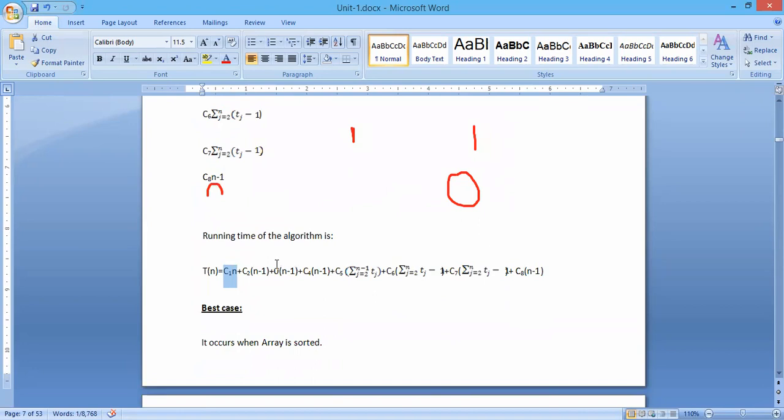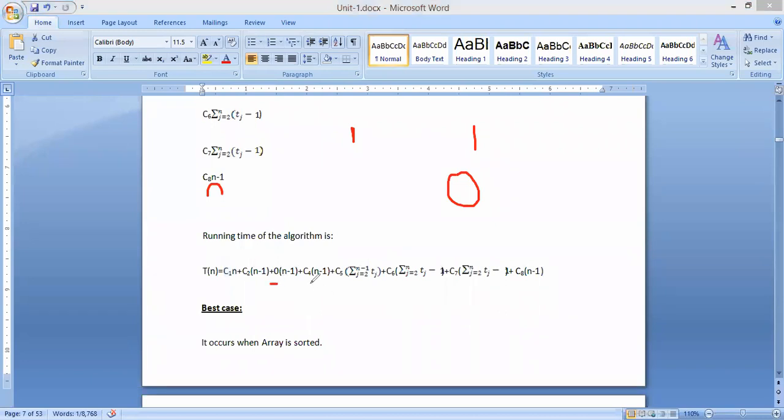That's why here the C3 is 0. C3 is, then C4 n minus 1, and C5 again we are going to start from this process. Then C6, it depends upon the tasks, how much time it is going to take to sort. Clear? So in this way we are going to analyze our program.